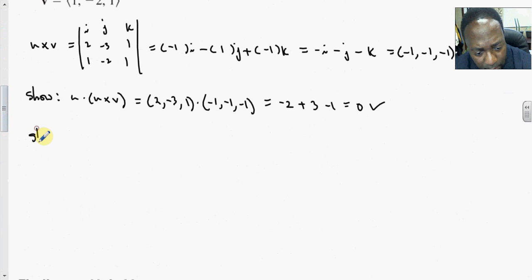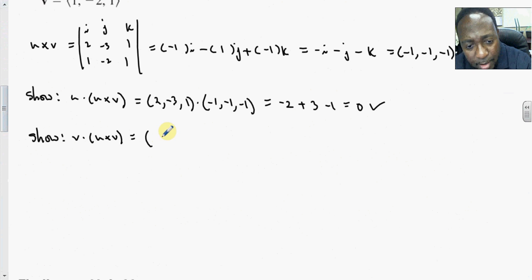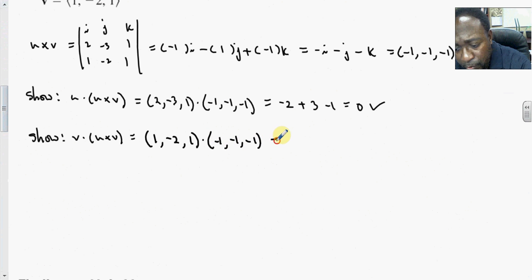Likewise, we show that the dot product of V with the cross product of U and V is also 0. So V is 1, comma, -2, 1, dot product with the cross product, -1, -1, -1. So here we get -1 plus 2 minus 1, we get 0.